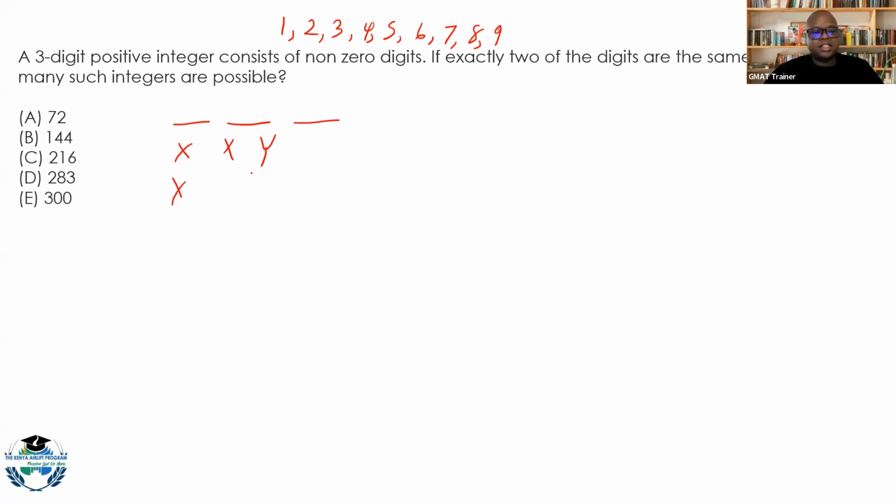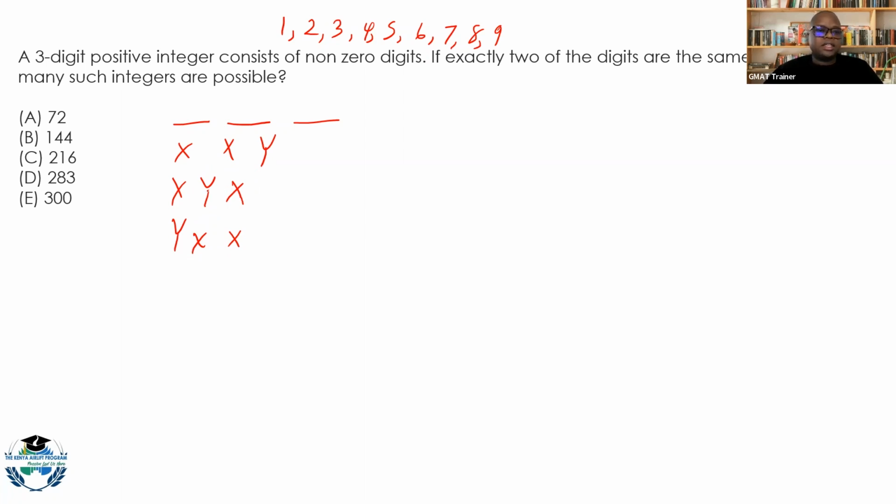That is, the first and the second digit are similar. The first and the last digit can be similar. The middle one is not similar to the rest. So X, Y, X. Then you can also have the second and the last digit being similar, and the first one being different. So you have Y, X, X. So these are the three different forms that you can have a three-digit integer that we're being asked to find.